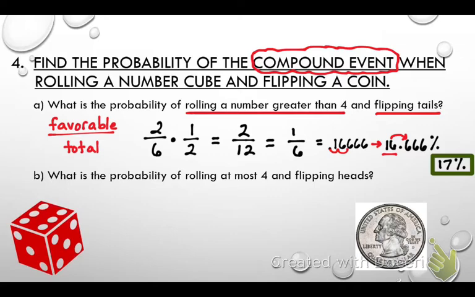What is the probability of rolling at most 4 and flipping heads? Okay, so what's the first thing we're looking for? At most 4. What's the second thing we're looking for? Flipping heads. Underline those 2 compound events. And remind me once again, what's the formula that I'm going to be using? Favorable over total.